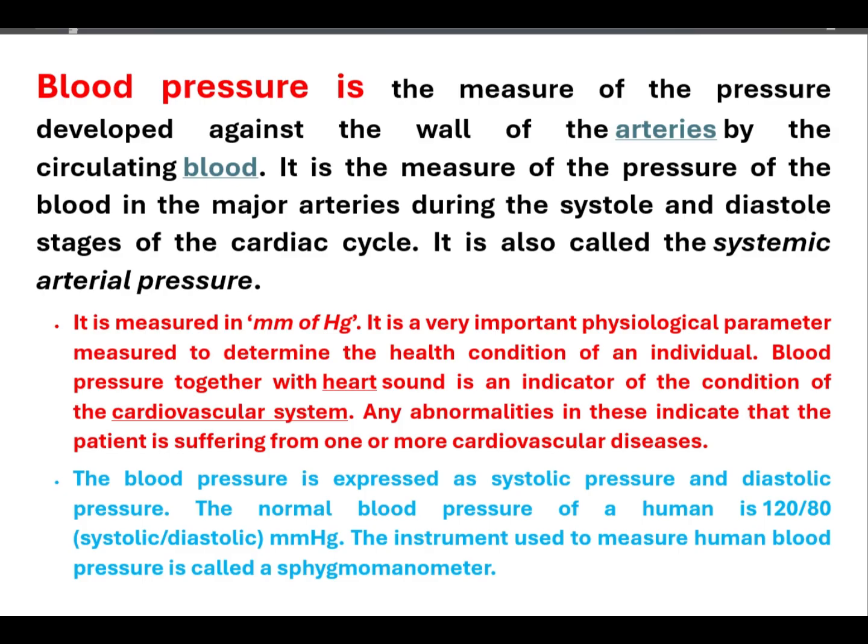Blood pressure is the measure of the pressure developed against the wall of the arteries by the circulating blood. It is the measure of the pressure of the blood in the major arteries during the systole and diastole stages of the cardiac cycle. It is also called the systemic arterial pressure. It is measured in millimeters of mercury. It is a very important physiological parameter measured to determine the health condition of an individual.